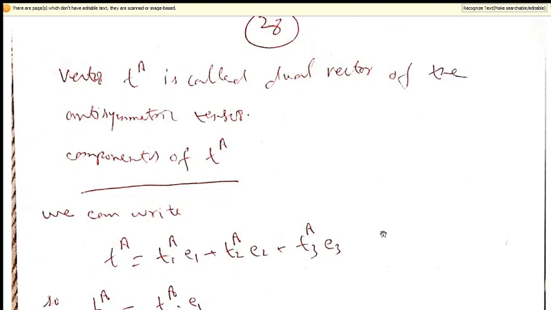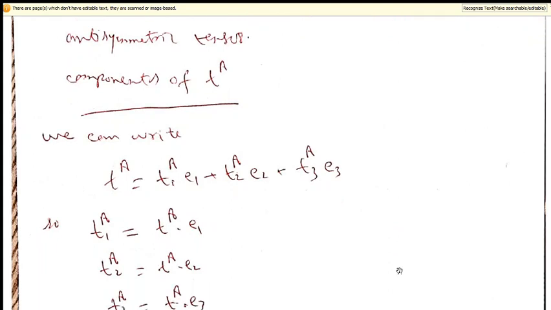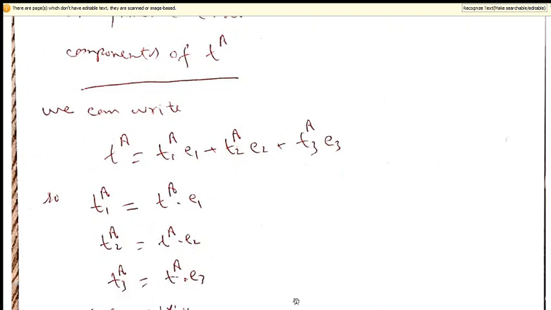T is the vector, so we want to calculate its components. Now what will be its components? We know that if it is a vector, then we can write this simply: T1A, this is the first component, this is the second, this is the third. Now to calculate the first component, we will take simply the dot product of this with E1. So you will have T1A equals TA dot E1, T2 this, and T3 this.